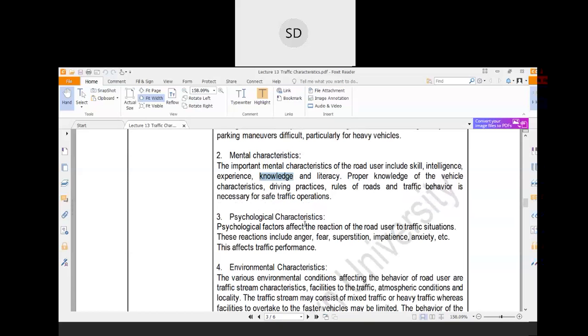Then psychological characteristics. In the psychological characteristics, there are different factors like anger, fear, superstition, impatience, anxiety, etc.